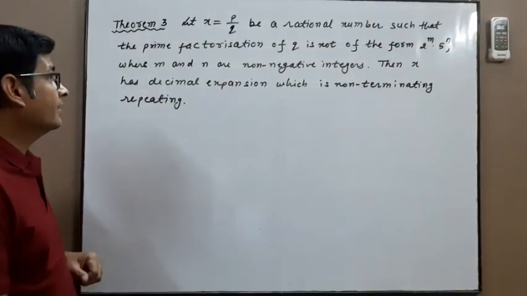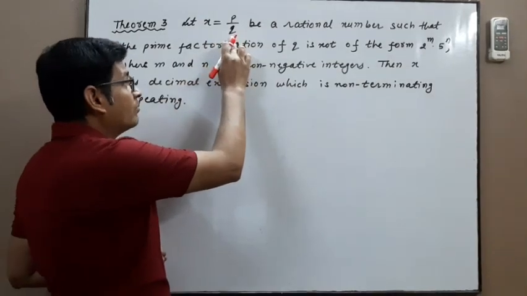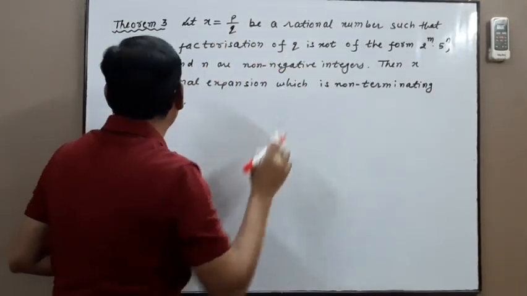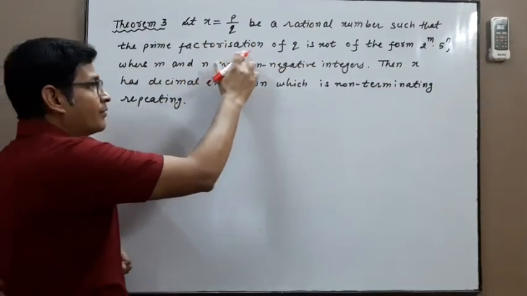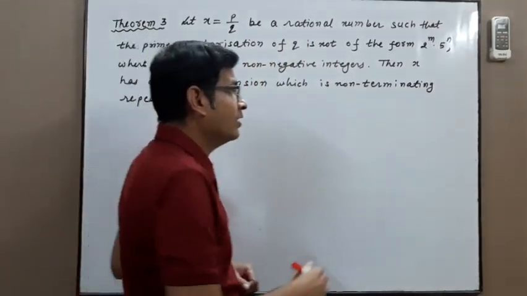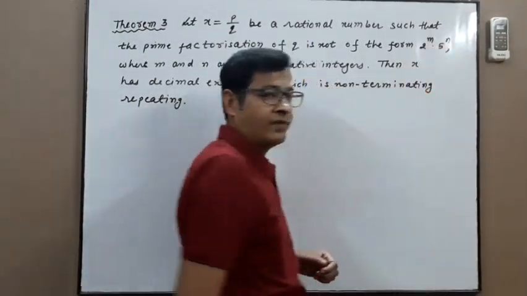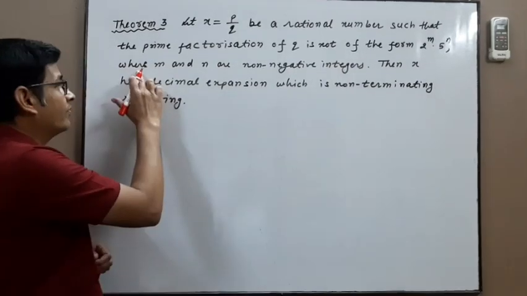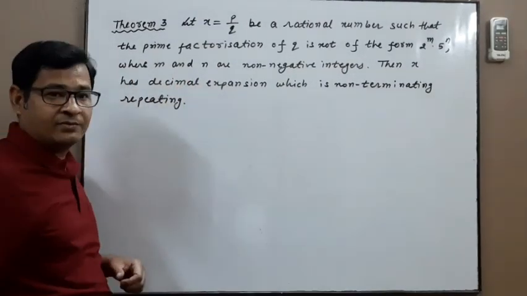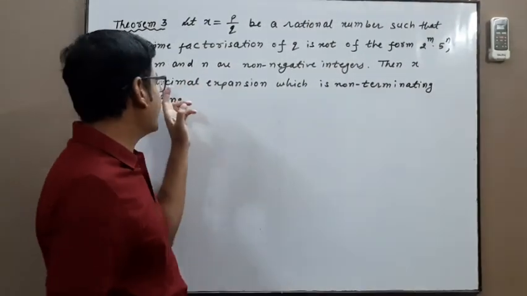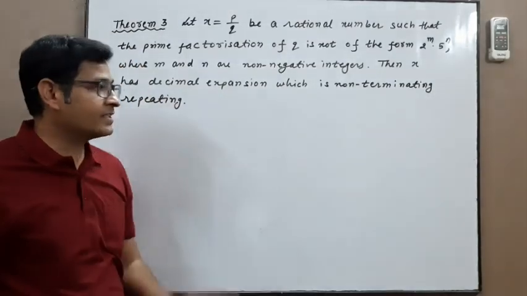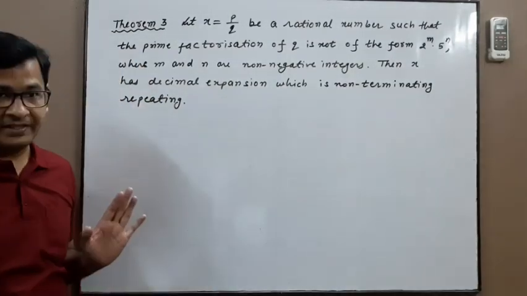Theorem 3. Let x equal to p by q be a rational number such that the prime factorization of q is not of the form 2 raised to the power m into 5 raised to the power n, where m and n are non-negative integers. Then x has a decimal expansion which is non-terminating repeating.